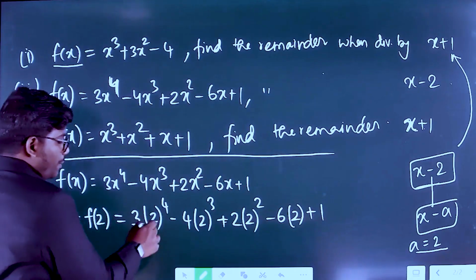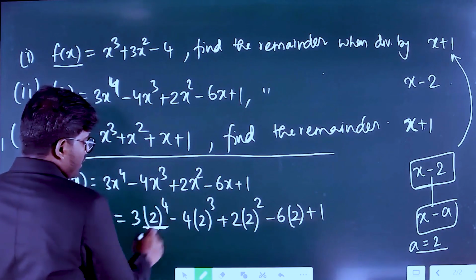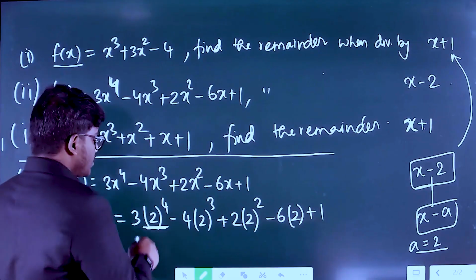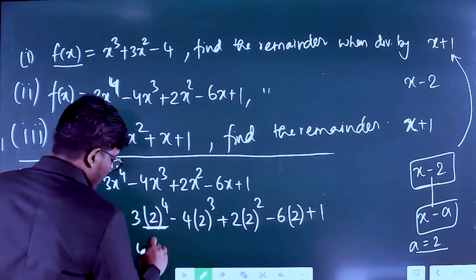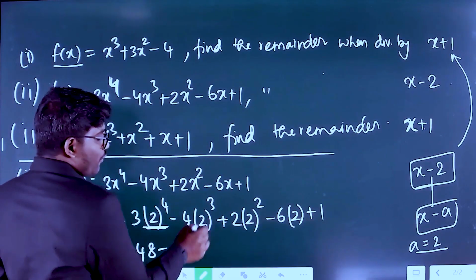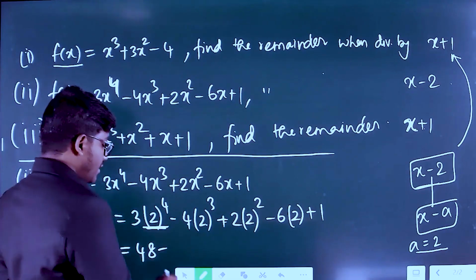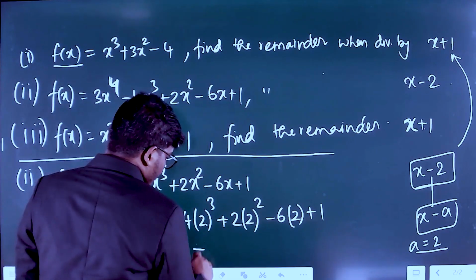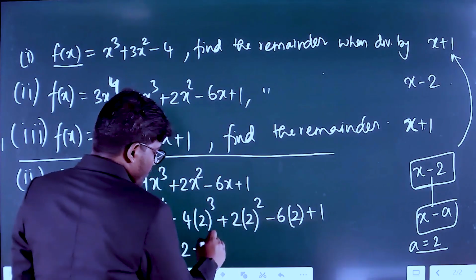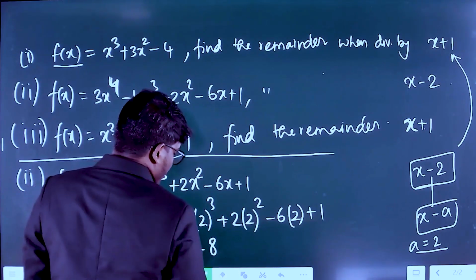So 3 into 2 power 4. 2 power 4 is what? 2 power 4 is 16. So 3 times 16 is 48 minus 4 times 2 cube. 4 times 8. So that's 32 plus 2 times 2 square is 2 times 4. So it will be 8, right?